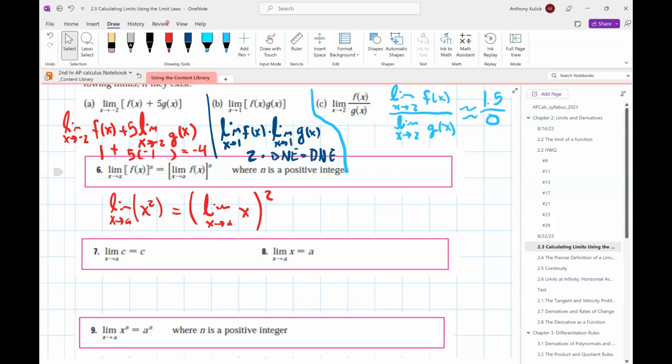Property 8 says the limit as x approaches A of x is always going to be A, which hopefully makes sense if you think about what the graph of y equals x looks like. It's a diagonal, and the coordinates on it are like 1, 1, 2, 2, 3, 3, 4, 4, 5, 5. So the x coordinate is just going to give you the y coordinate. So as x approaches A, y should approach A, because that's what the graph of y equals x looks like. Does that track? Okay.